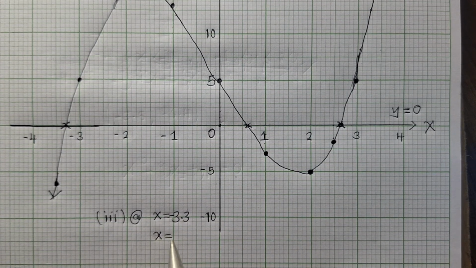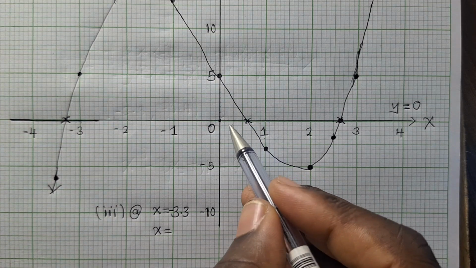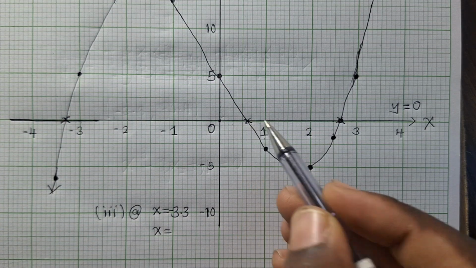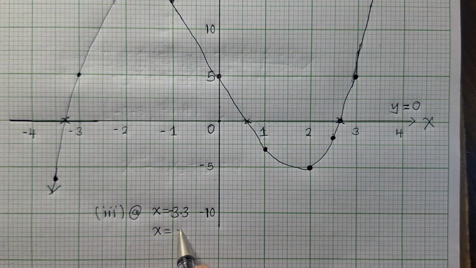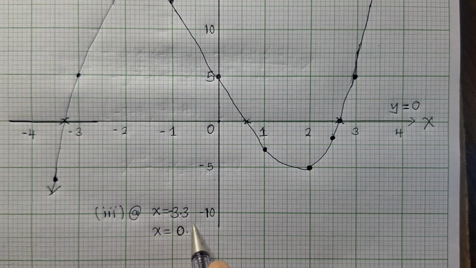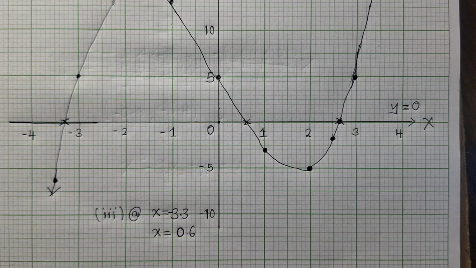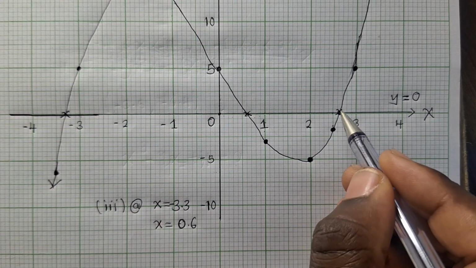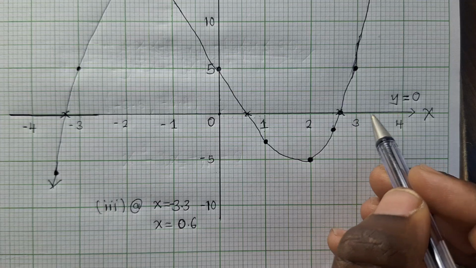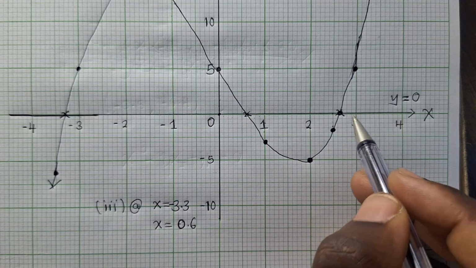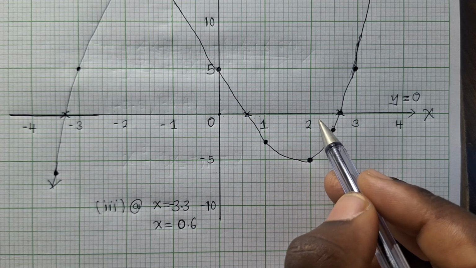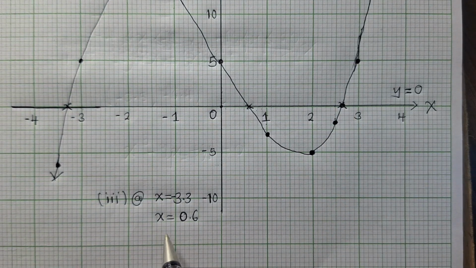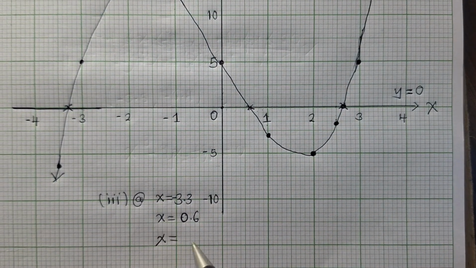The other value of x, you come here, this is 0.1, 2, 3, 4, 5, 6. That is 0.6. So that's the other value of x. Lastly, so you get all the points where the graph is meeting this equation, y is equal to 0. So this is 0.1, 0.2, 0.3, 0.4, 0.5, 0.6.